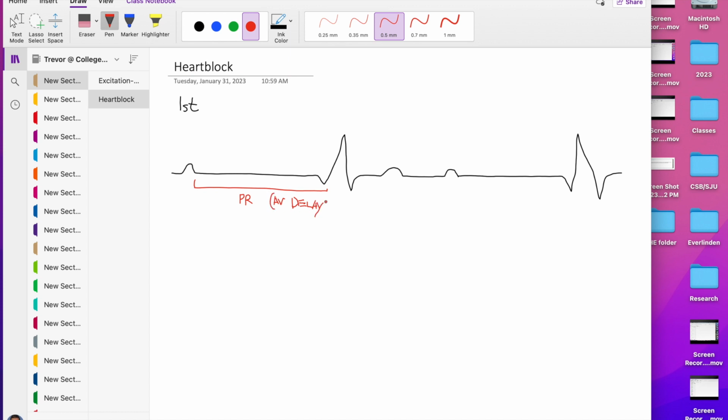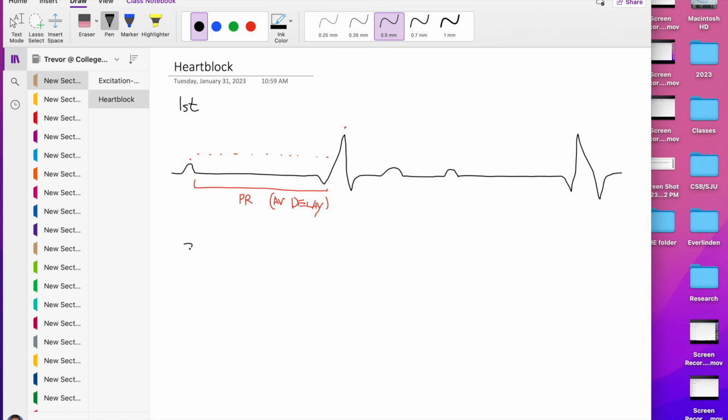So you can see here, if this is our atrial depolarization and this is our ventricle depolarization, there is now a long segment or interval between them due to some type of disruption within that pathway. So we're seeing an increased delay at the AV node, this increase in the PR segment. So that's first degree heart block.